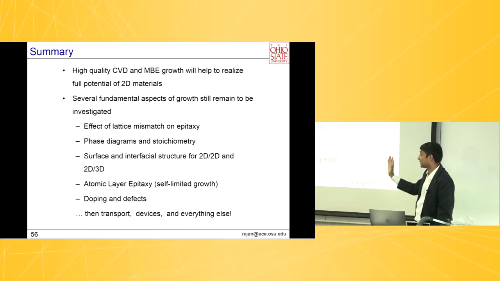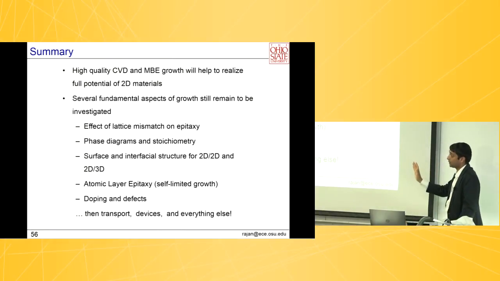Luckily for us, there are 3D materials which are very commonly available, like zinc oxide and gallium nitride, which have the same lattice structure as these 2D materials. That's a good thing for us. We can probably try those.